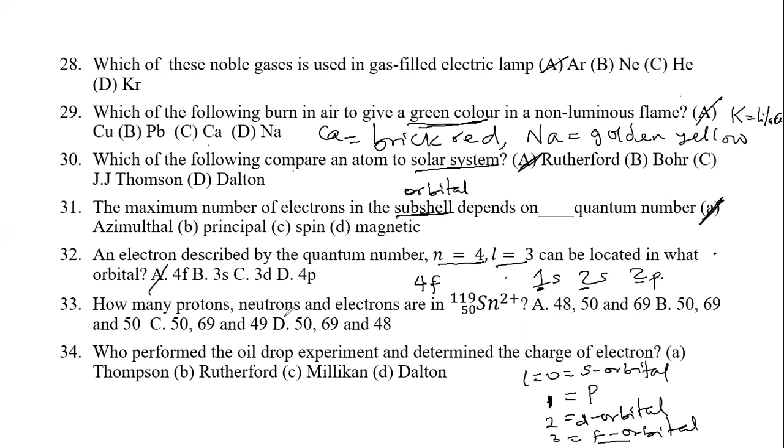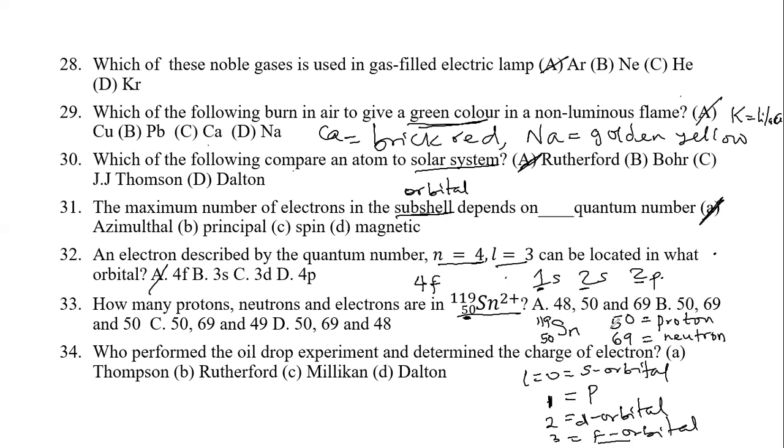Question number 33 says, how many protons, neutrons, and electrons are in this ion? When you see something like this, this place is the proton number or atomic number. 50 is the atomic number, and 119 is the mass number. So the number of protons, which is the atomic number, is 50. The mass number is 119. 119 minus 50 is 69, which is the neutron number, since the mass number is made up of protons plus neutrons.